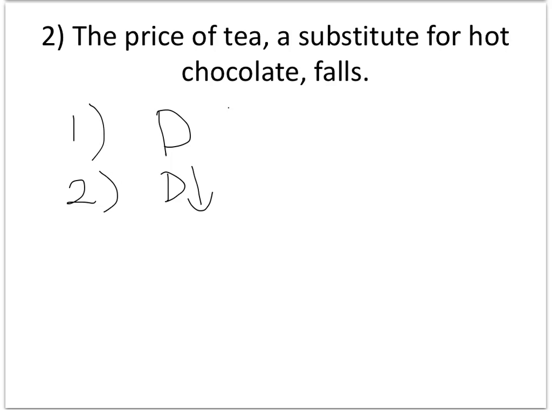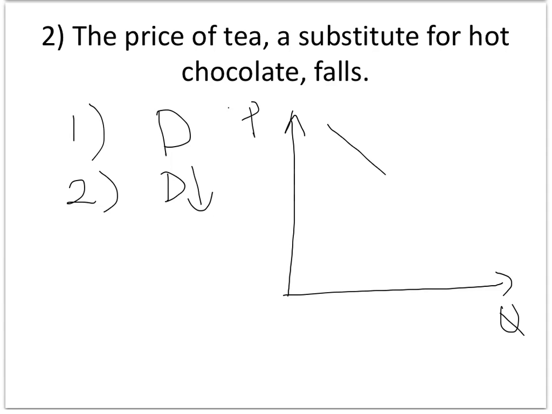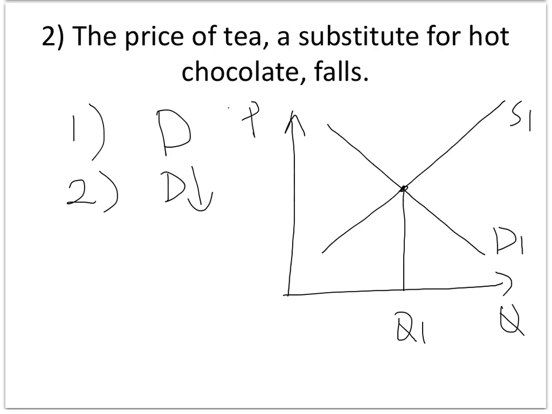And now I am analyzing this on the graph, but I will start before the price of tea drops. The hot chocolate market is in equilibrium, with the price and quantity in equilibrium. Here you see demand 1 and supply 1, and there is an equilibrium point where amount Q1 is sold in the market at price P1.